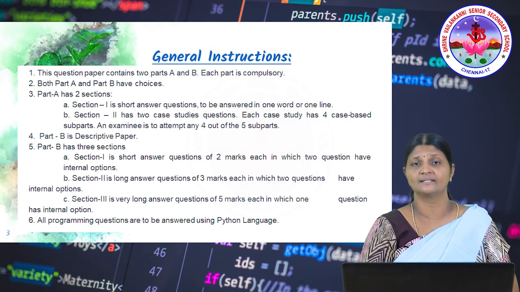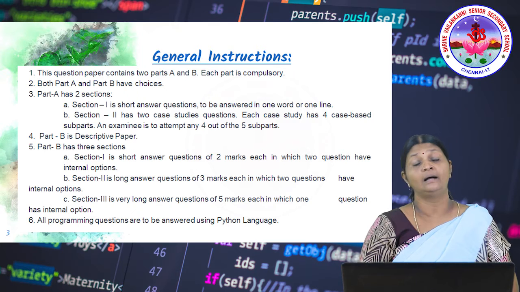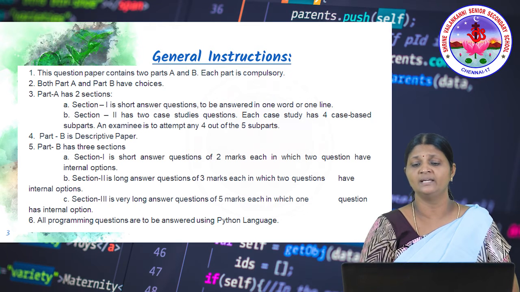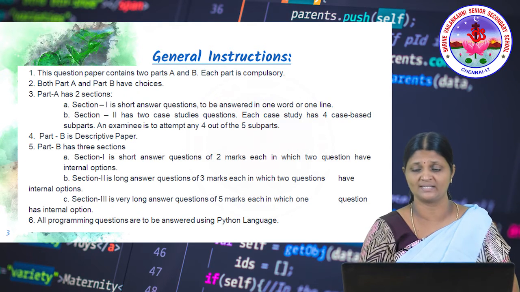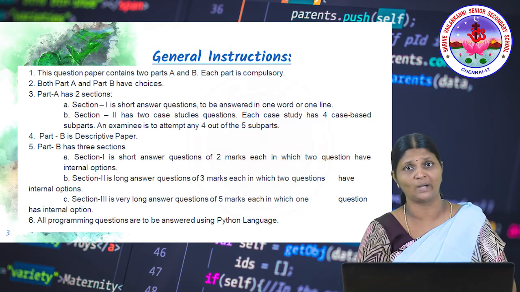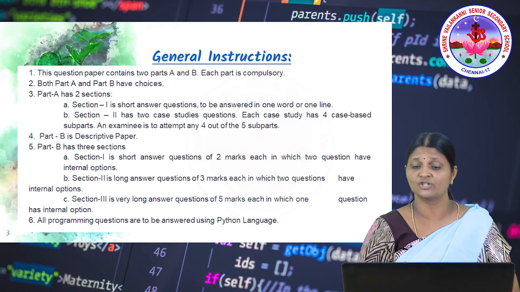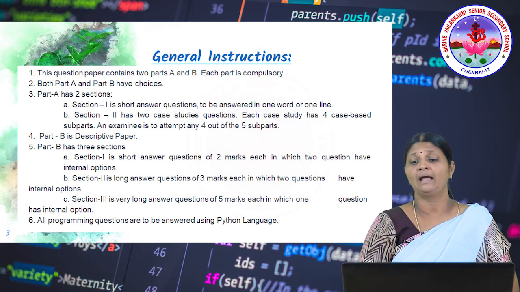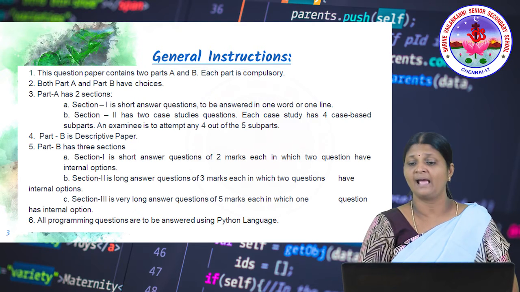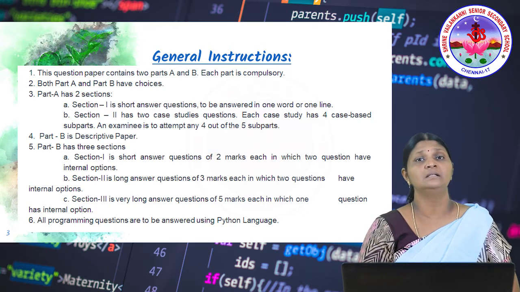Next is part B. It is a descriptive paper, and it has 3 sections, section 1, section 2 and section 3. Section 1 covers short answer questions, 2 marks each, and these might have internal options also. Section 2 is long answer questions, 3 marks for each question. It might also have internal options, like 3 1-mark questions, or 1 2-mark and 1 1-mark question, like that you can get. Next is section 3. This is a very long question, and you have to answer it in a very long descriptive way. It covers 5 marks, and here also we have internal options.